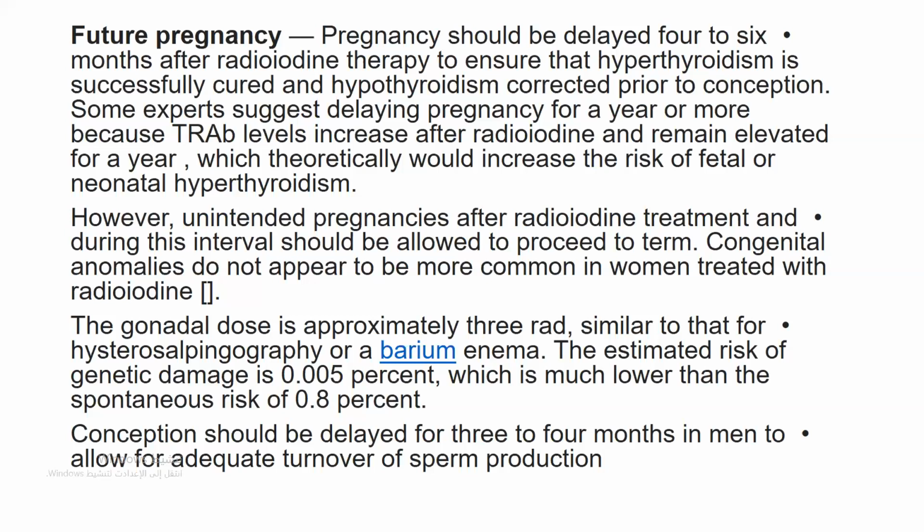However, unintended pregnancy after radioiodine treatment and during this interval should be allowed to proceed to term. Congenital anomalies do not appear to be more common in women treated with radioiodine. The gonadal dose is approximately 3 rad, similar to that for hysterosalpingiography or barium enema.